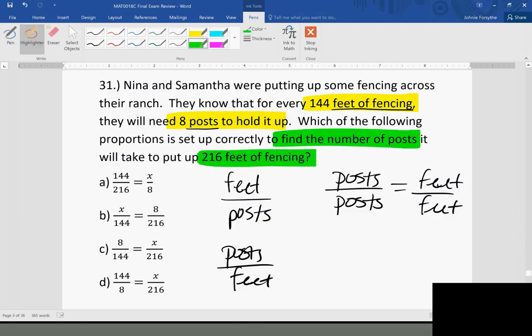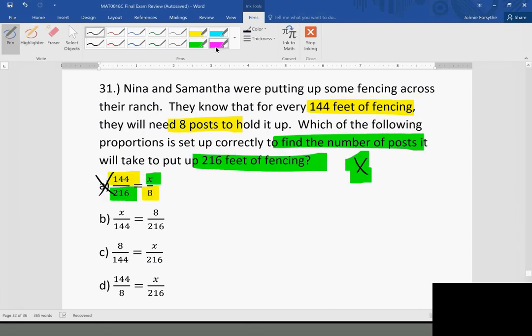So let's see how these proportions are set up and pick the right one. So for letter A, you've got 144 over 216 equals x. In this case, the x is the number of posts. So this will be a green over 8. That's the yellow. So you see how they're not lined up? It should be either yellow over yellow, green over green. So since this is not aligned, this is not going to work.